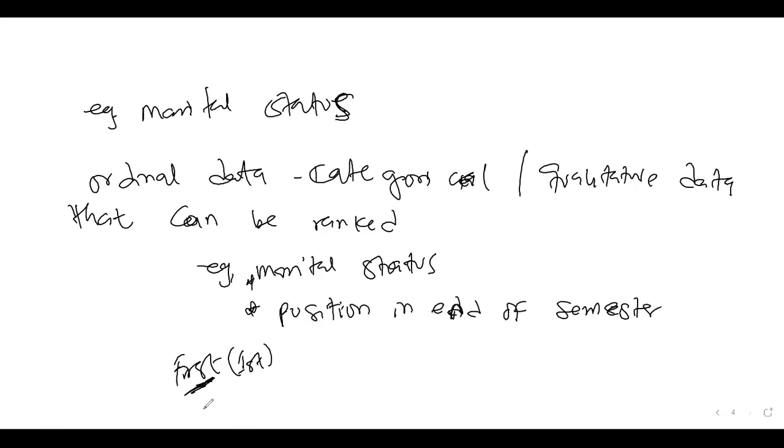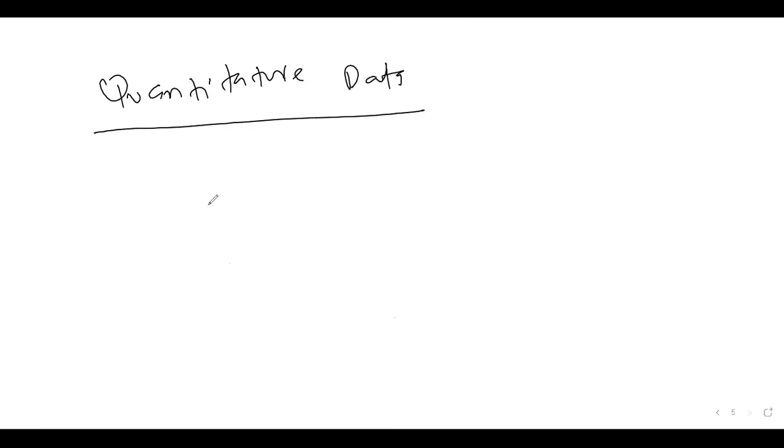quantitative data, right? So position at the end of semester is actually ordinal data. It is qualitative data that we can rank according to a certain logic. Now, on the other hand, we have quantitative data. Here we've said they are intrinsically numbers, but that one too, we can break it into interval data and then ratio data.